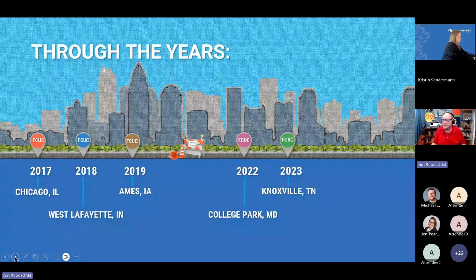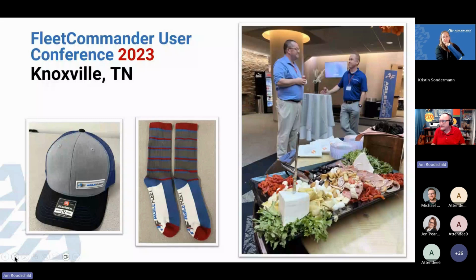2023 was Knoxville, University of Tennessee. Another great thing about user conferences, the swag and the food. We definitely treat you well when you come to the user conference. And so you've got networking, you've got food, and you've got gifts. And funny videos. So, things like that you get in addition to the material that we cover.